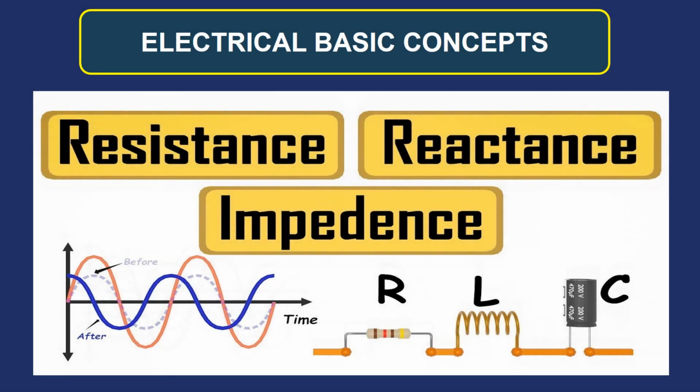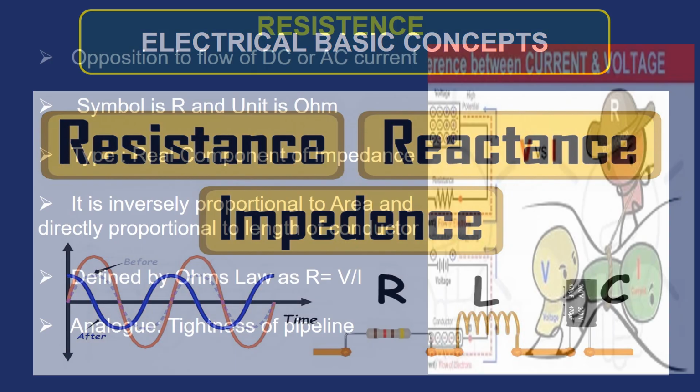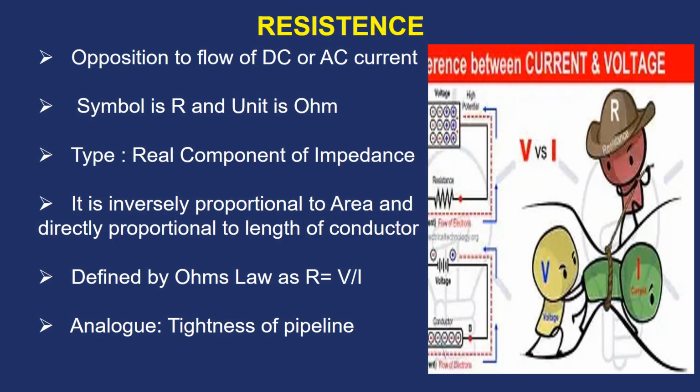आज हम कुछ और बेसिक टर्मिनोलॉजीज़ को स्टडी करेंगे जो कि इलेक्ट्रिकल की आगे की इन-डेप्थ एनालिसिस के अंदर काम आएंगी। तो चलिए हम स्टार्ट करते हैं। सबसे पहले, resistance is basically, as its name suggests, the opposition to flow of DC or AC current.